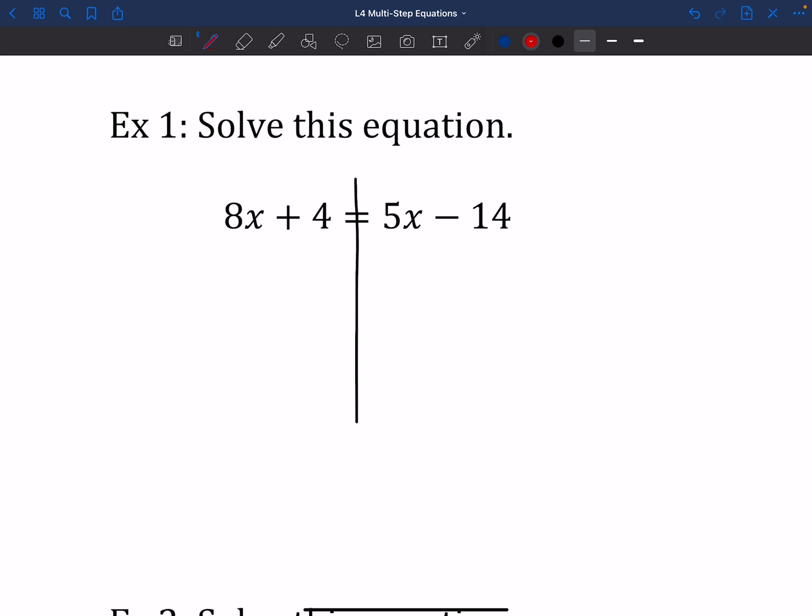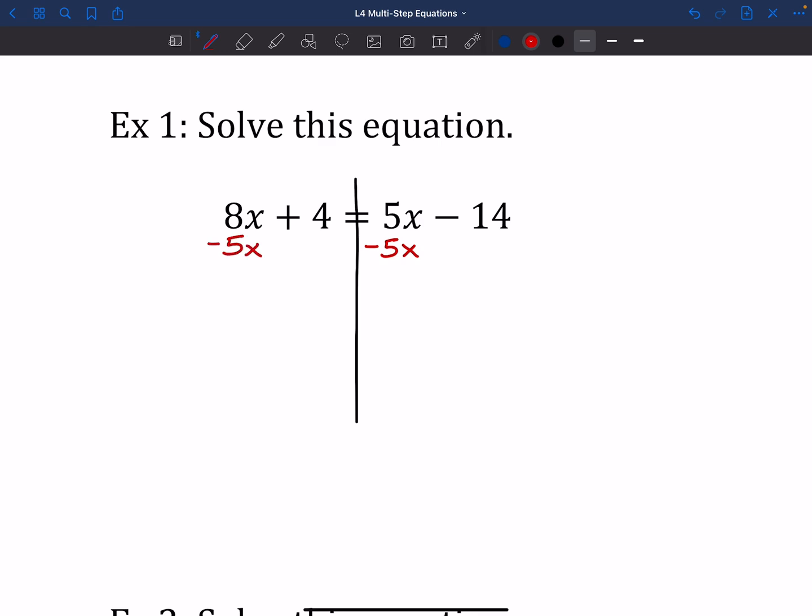What I'm going to do is try to move these 5x's over to the other side. The way I'm going to do that is pretty similar to what we've done in the past. If I have 5x on the right-hand side, the way I get rid of that is to subtract 5x. Because we have an equal sign, I need to do the same thing on the other side.